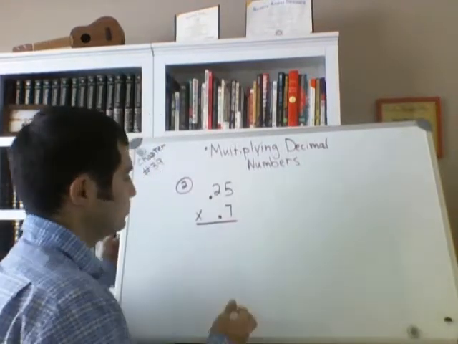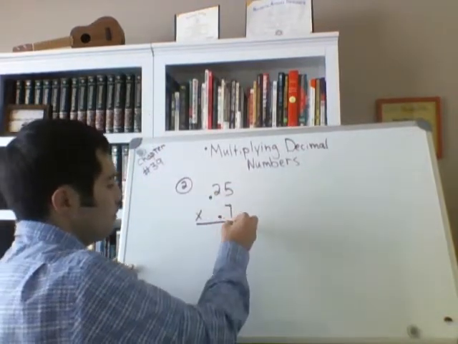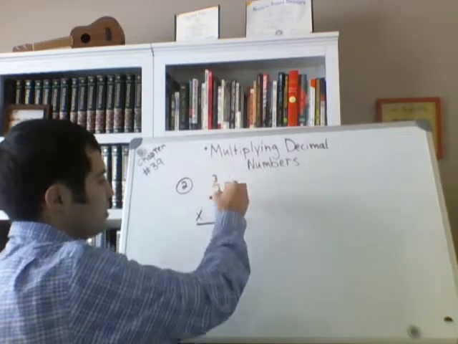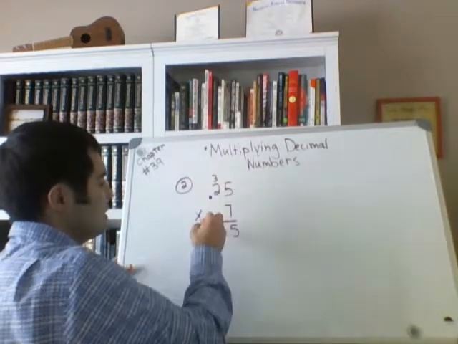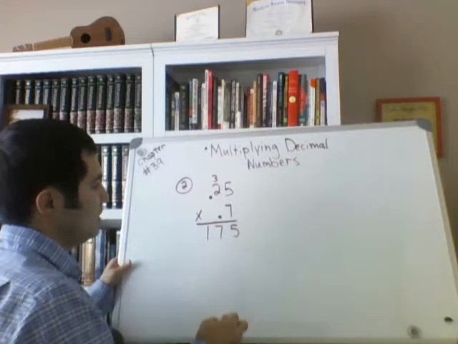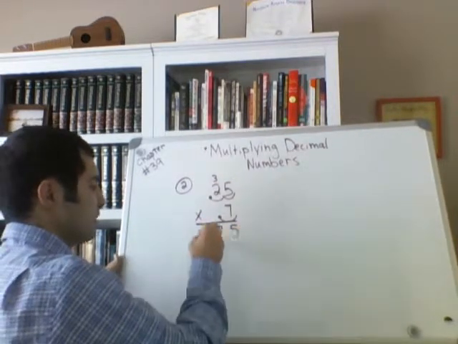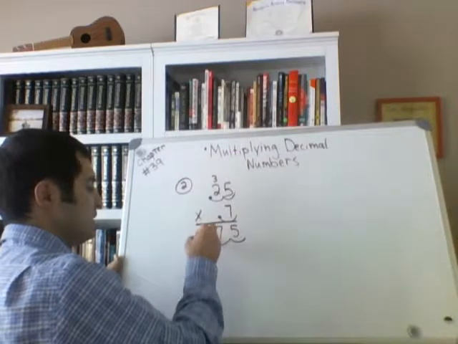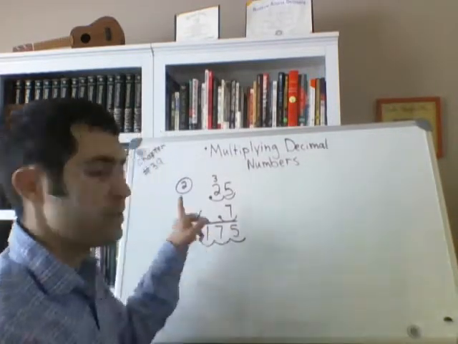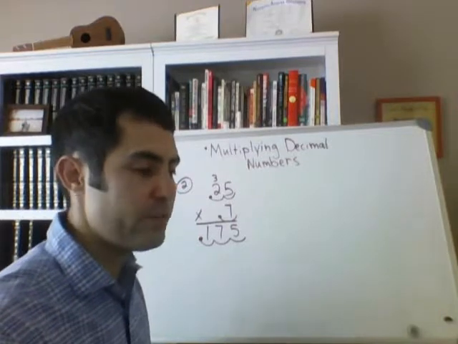Here's another problem. Multiply like normal. 7 times 5, 35, carry 3. 7 times 2 is 14, 15, 16, 17. The decimal point is 1 space plus 2 spaces over, so that means it's 1, 2, 3 spaces over down here. So your answer is 0.175. Very easy, straightforward.